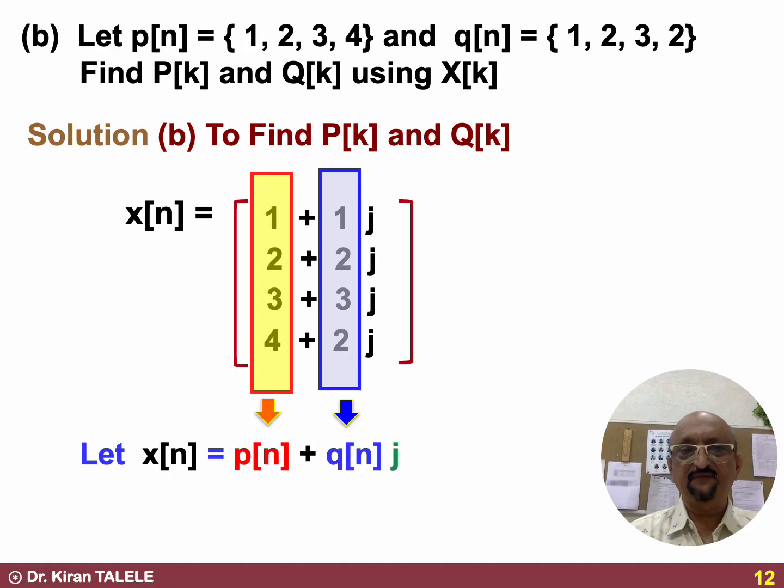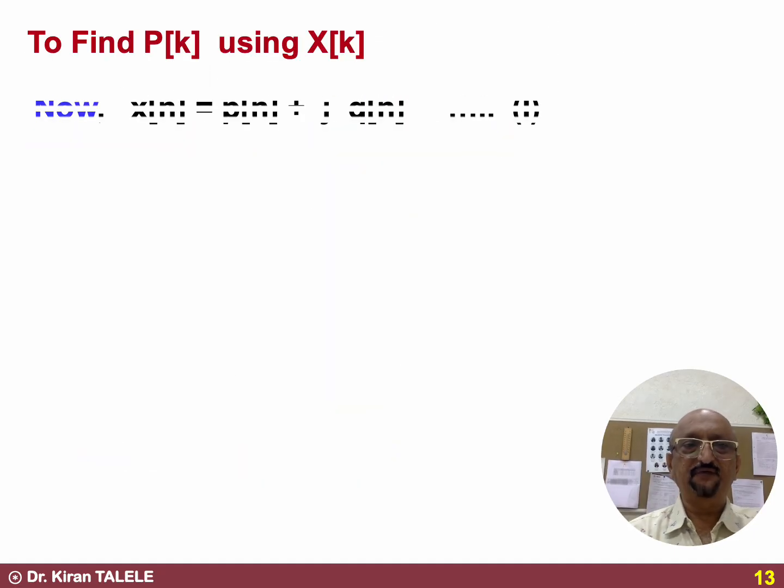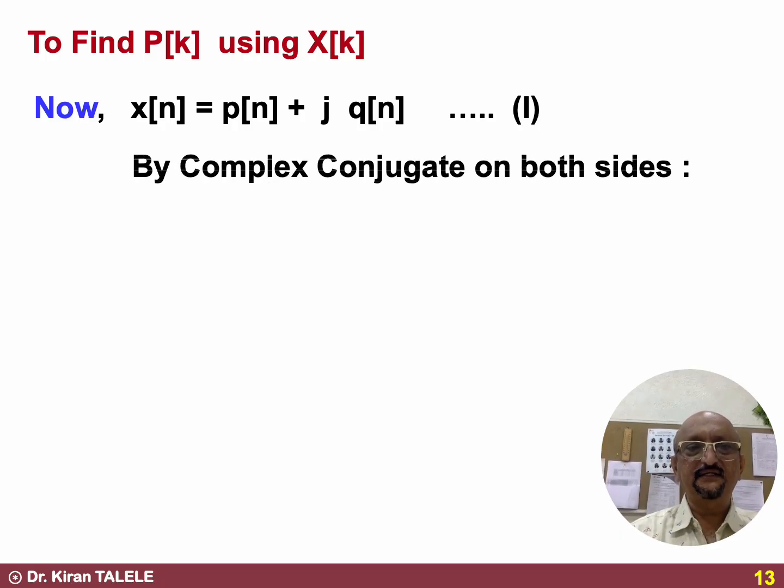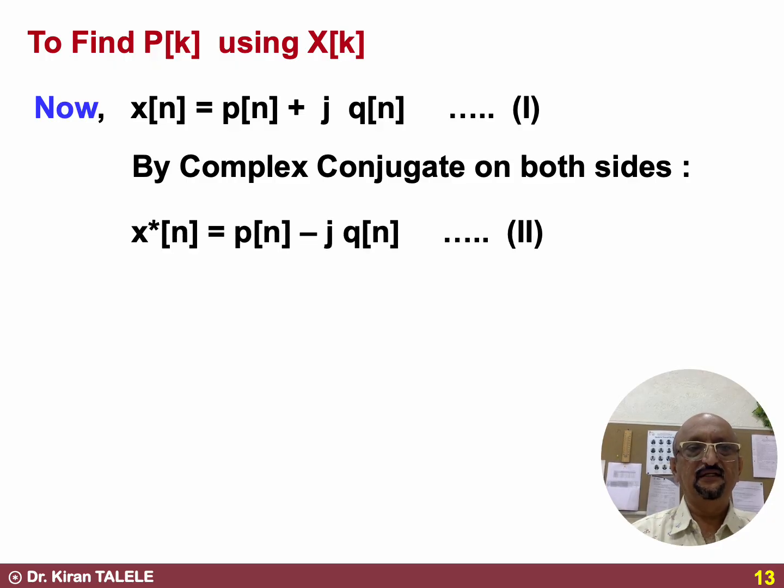First, to find P of k using X of k, we have to write only p of n in terms of x of n. So let's write x of n equals p of n plus j q of n. We have to eliminate this term. To eliminate it, first we take the complex conjugate on both sides. So we get x star of n equals p of n minus j q of n, where j is replaced by minus j and q of n stays as it is. Let's add these two equations.